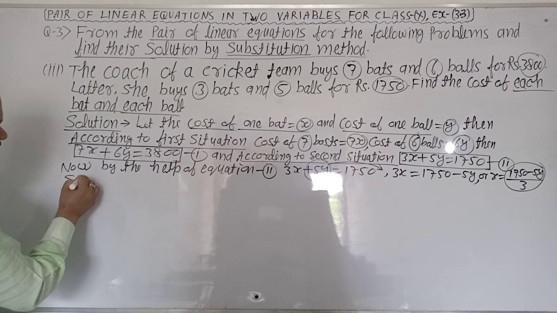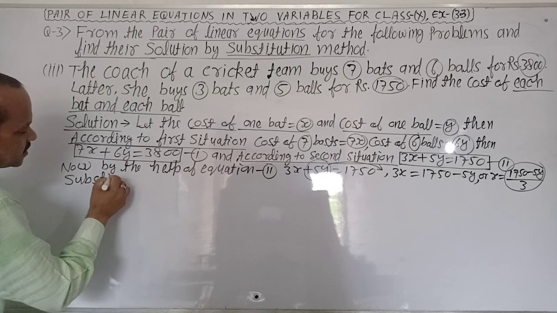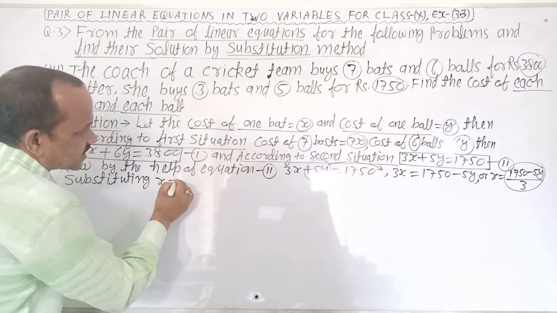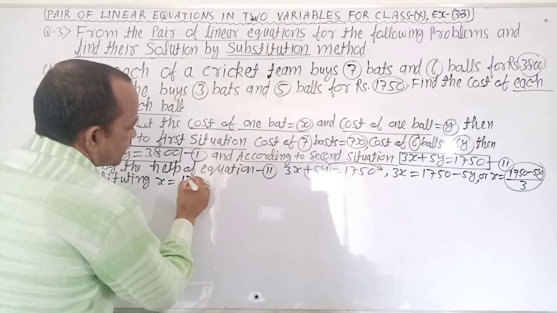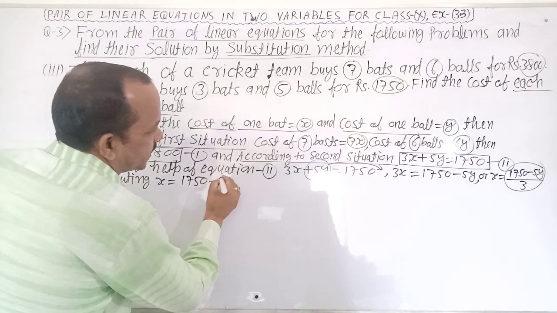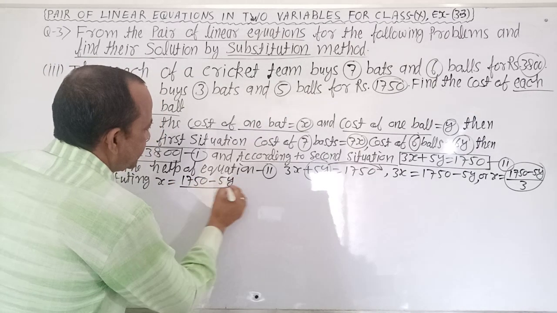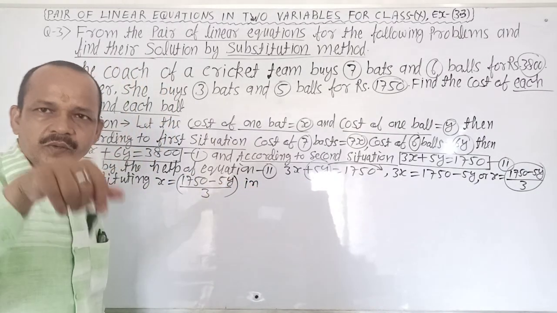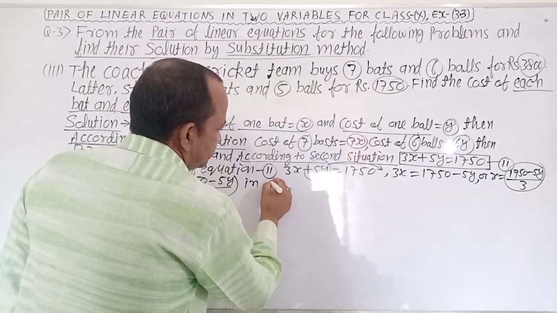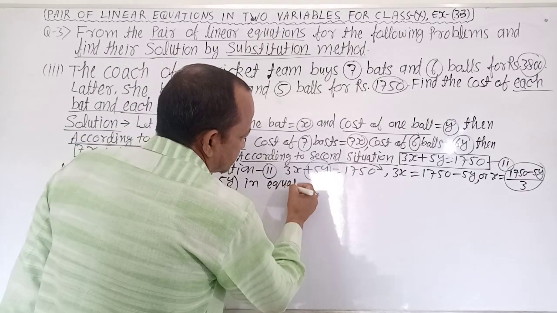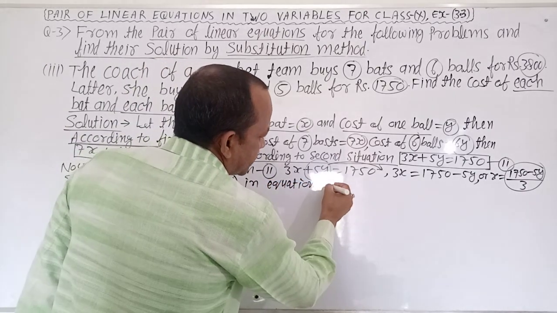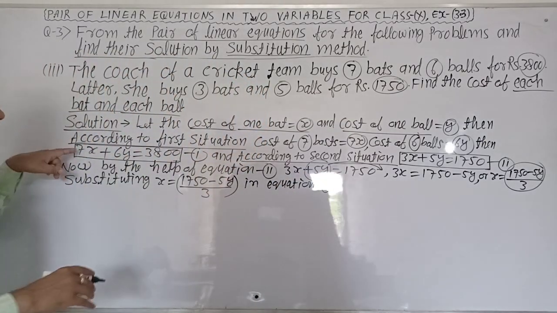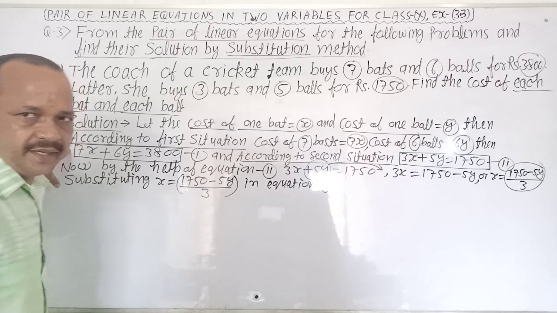Now you substitute the value of x in equation first. Substituting x equal to (1750 minus 5y) by 3 in equation first. Equation first. Here it is equation first. Clear?